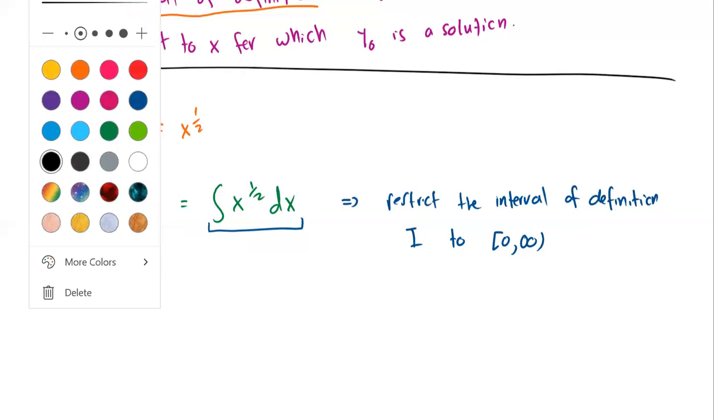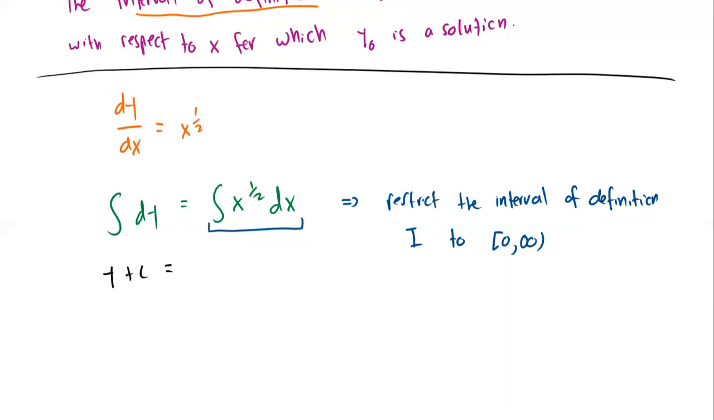So y plus a constant equals, here you integrate this, so you use the power rule. You add one first and then divide, so you get 2/3 x to the 3/2 plus another constant d. Combine the constants and you get your general solution, of the form 2/3 x to the 3/2 plus an arbitrary constant c. Again, I'm just combining d minus c into a new arbitrary constant, which I'm calling c again.